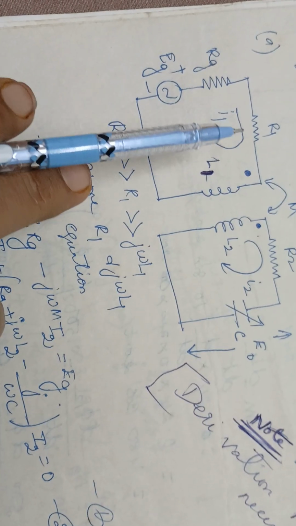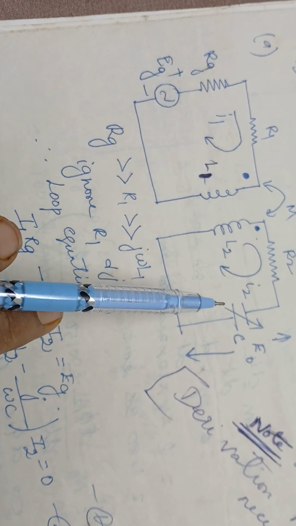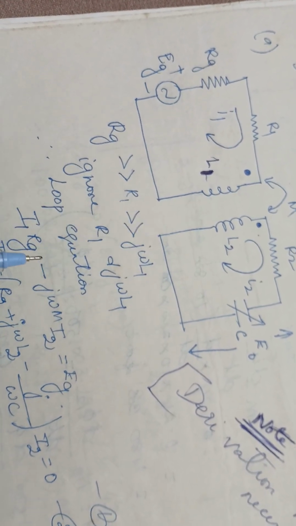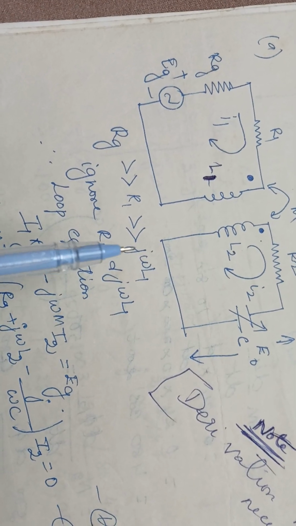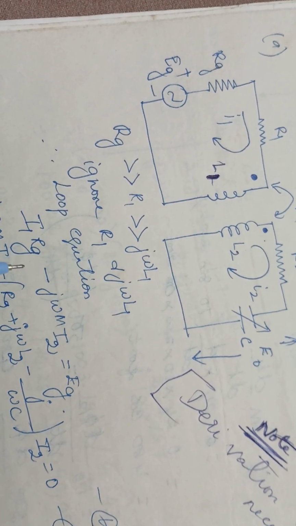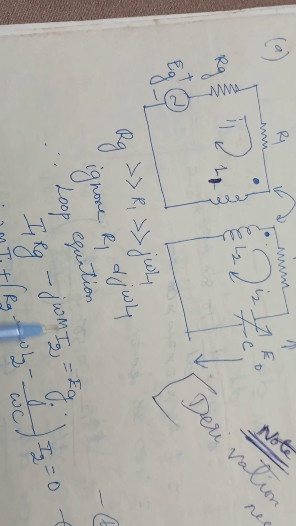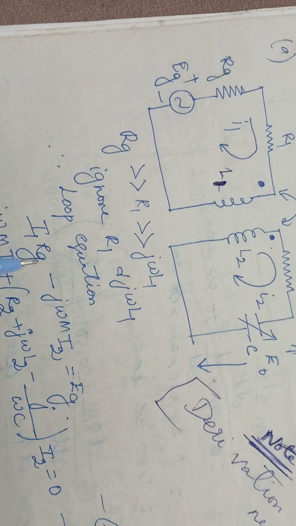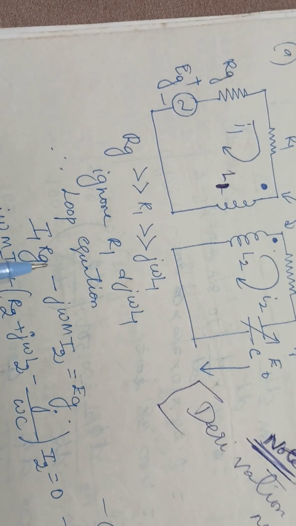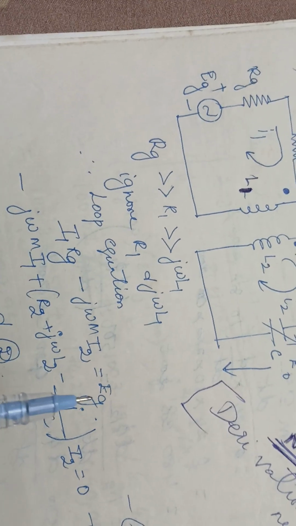Here current I1 is entering, while I2 current is not entering, so L1 and M will be in opposite sign. But here we are not including this term, so we are not writing this plus j omega L1. We are neglecting these two terms, and so this is the equation.